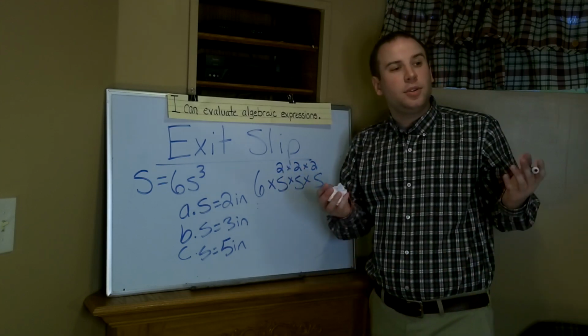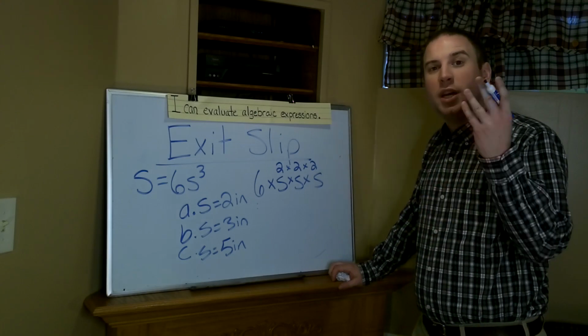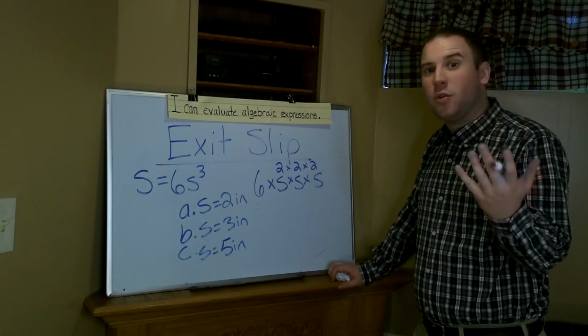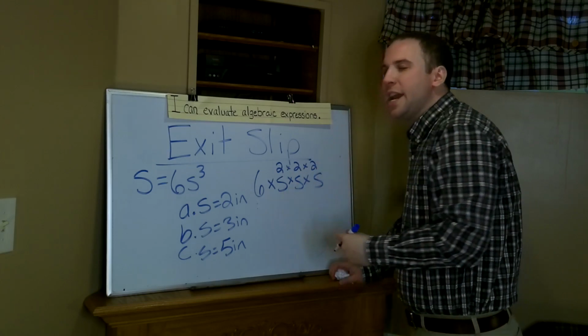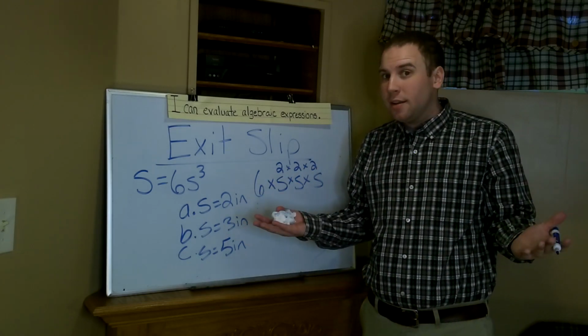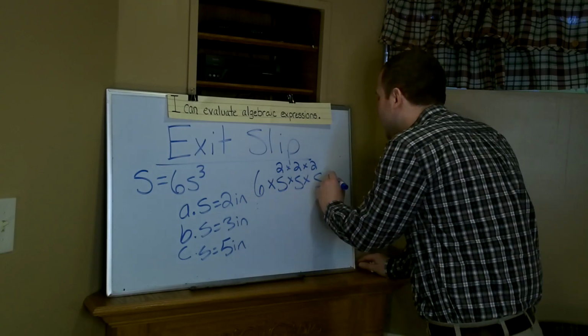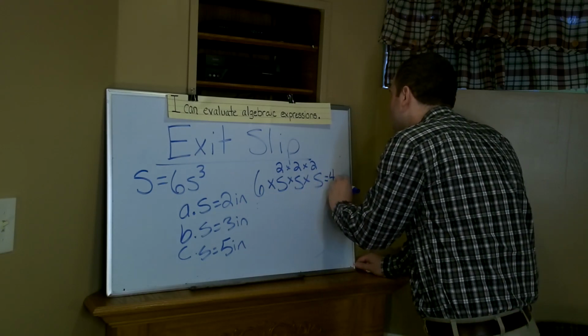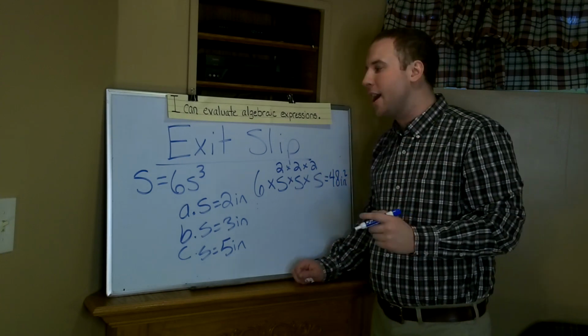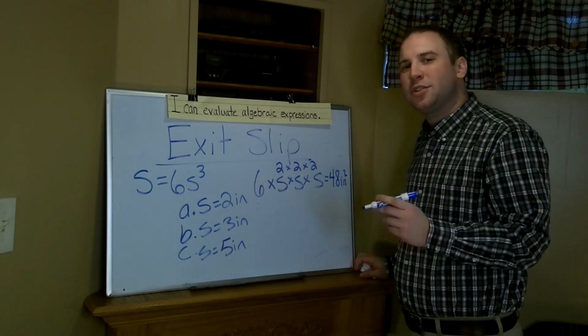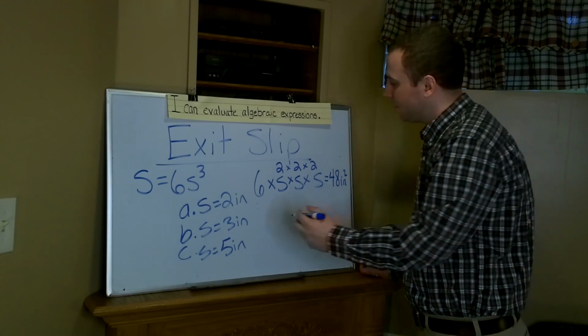Well, 2 times 2 times 2, 2 times 2 is 4. 4 times 2 is 8, correct? So now we are given 6 times 8. 6 times 8 is what? 48. So the first answer for our surface area would be 48 inches squared. Because again, when we're dealing with surface area, we always leave our answer with our units, making it squared.